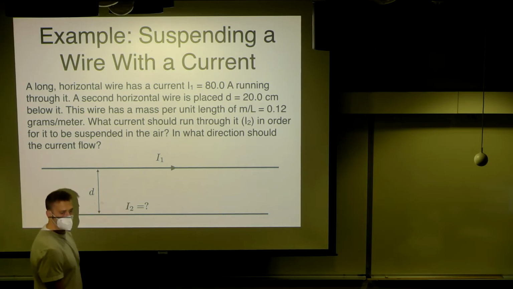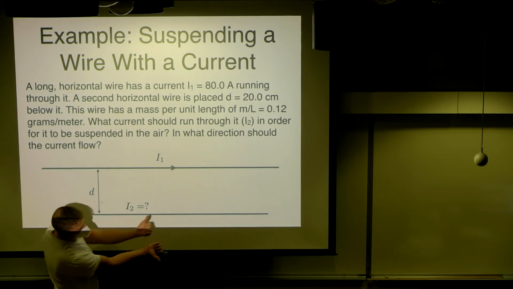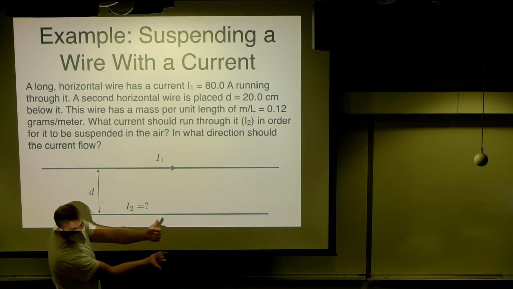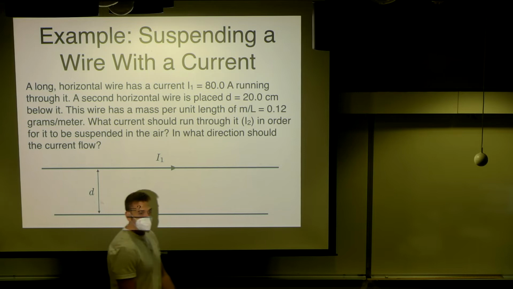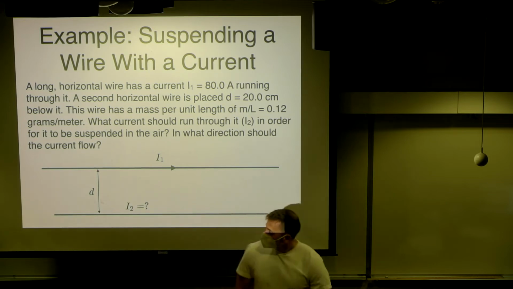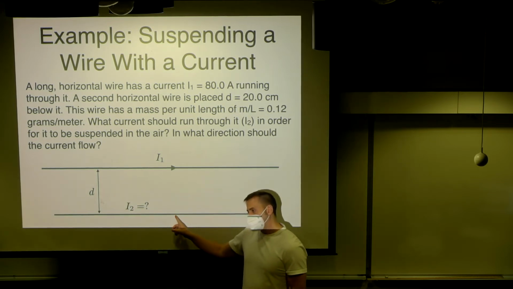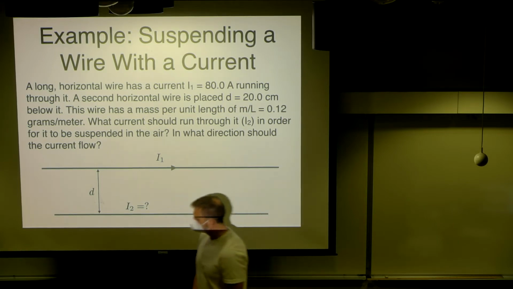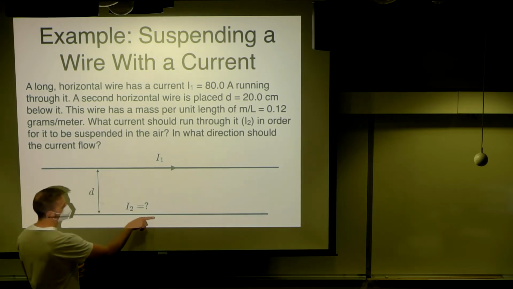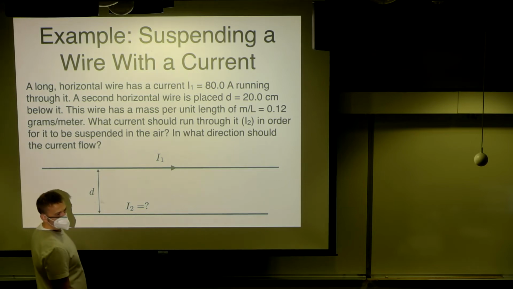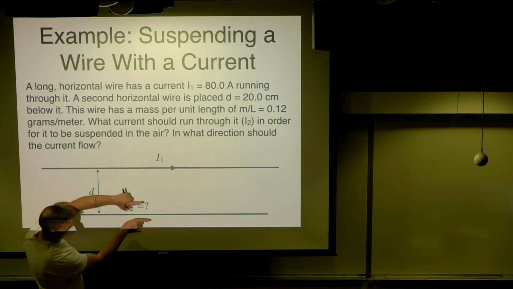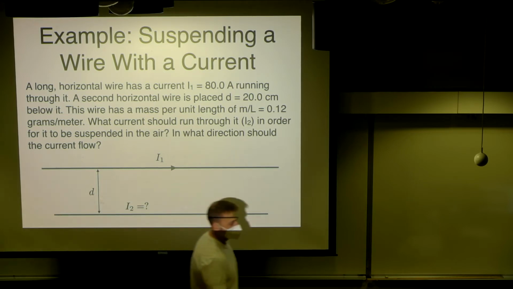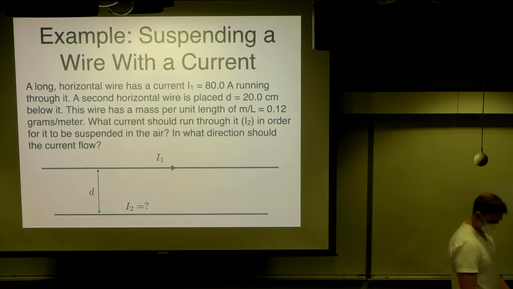So the picture you should have in your mind is gravity goes down, magnetic force goes up, and overall they're in balance with each other. That's what allows it to be suspended in the air. So we need an attractive force. What direction should the current be going? Yeah, the current should be going in the same direction as I1. That way we get an attraction. If it were repulsive, that wouldn't help us, right? So currents are going in the same direction.